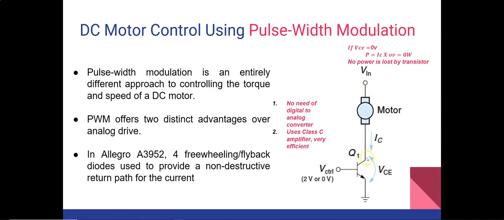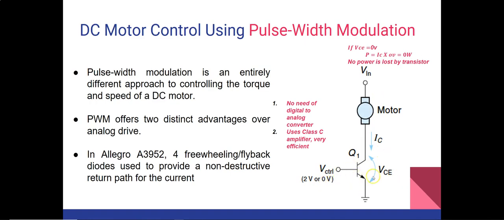So in this amplifier, let's assume that initially you are sending 2 volts from the base terminal to the transistor. Then what will happen? In that situation, your transistor Q1 will be turned on, and then collector current will flow freely through the motor. The second case is when you are sending 0 volts through the base to the transistor.